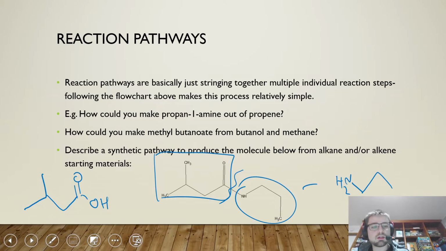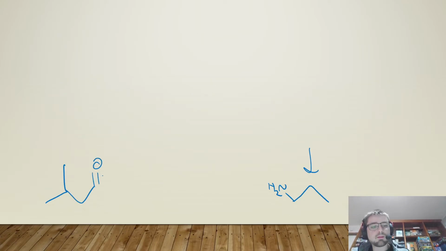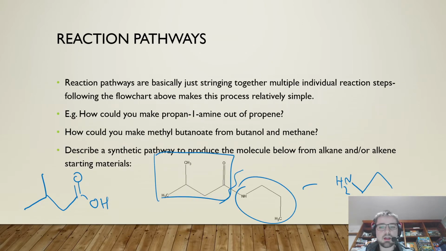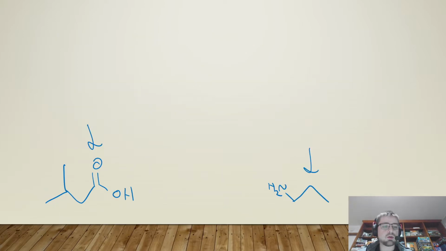I'm going to put them both on this slide, so I've got some more room. There we go, and we can think about those. On the one side, we've got this carboxylic acid here. Not going to bother naming it. It's 3-methylbutanoic acid. So we're making it, and it says here from alkane and or alkene starting materials. So we just need to basically find the shortest path we can go from an alkane or an alkene.